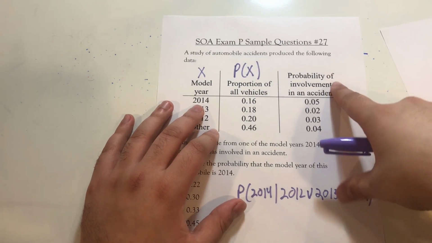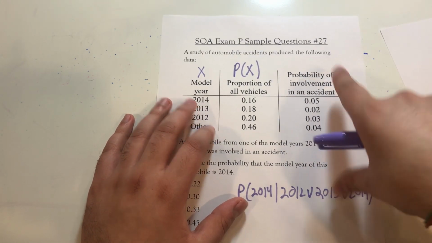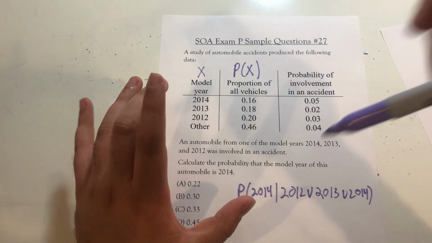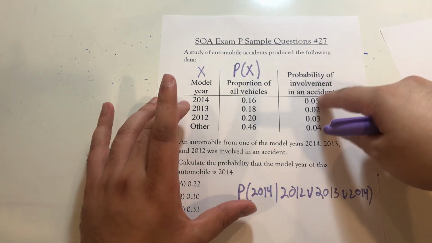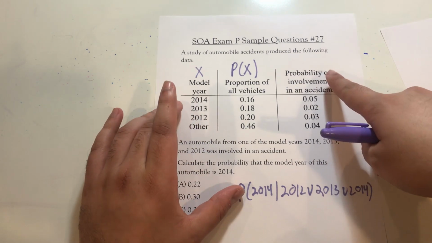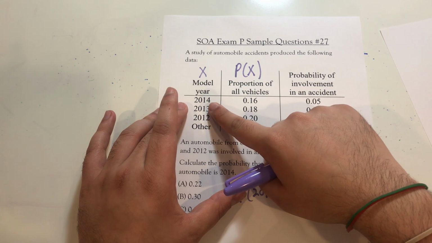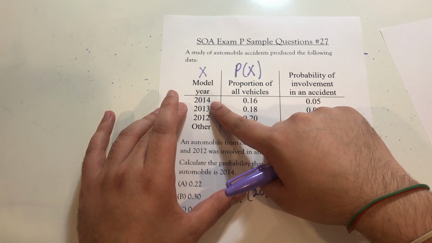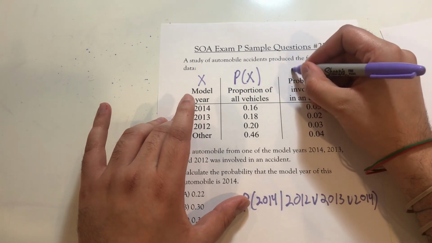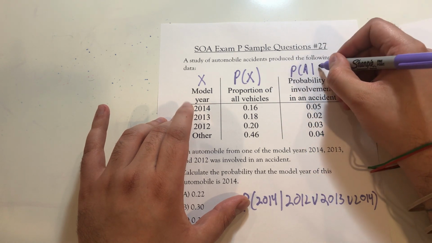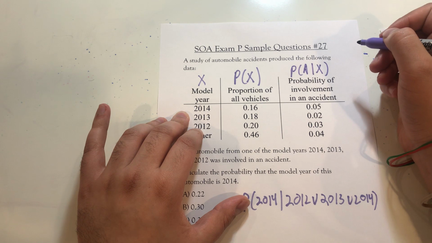Now, the probability of involvement in an accident. So that one's a bit tricky. Some people might get confused, especially when starting out, and assume that's an intersection. However, this is the probability of getting involved in an accident given this specific model year. So this would be the probability of an accident given that you're in a specific model year.